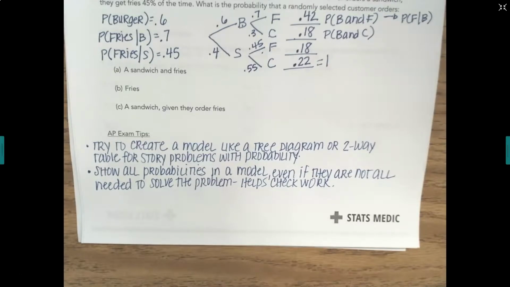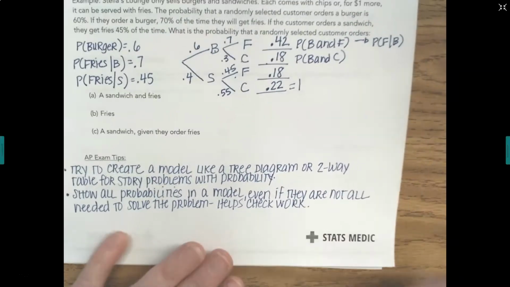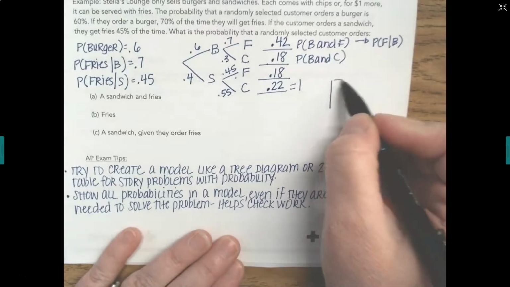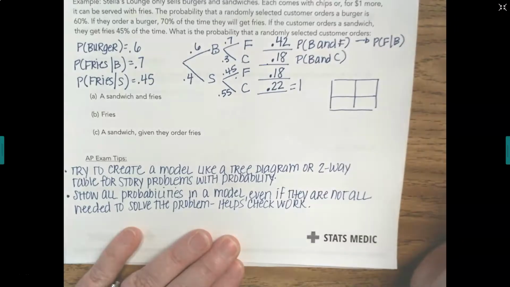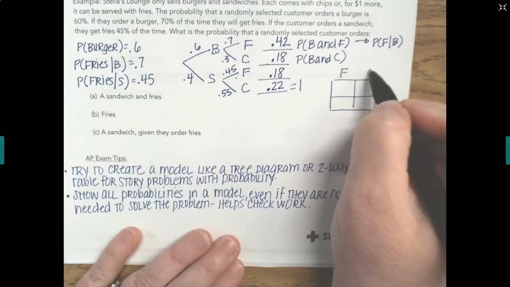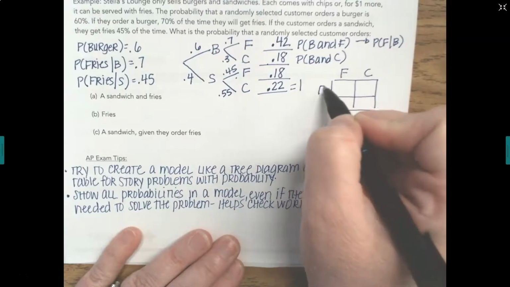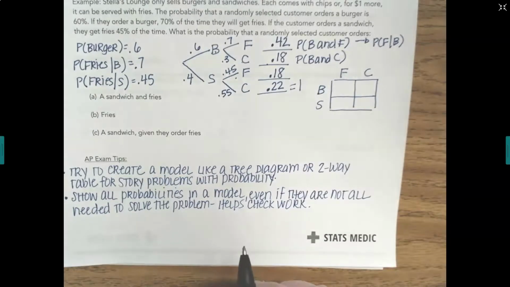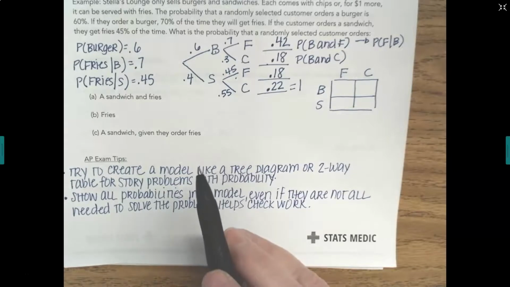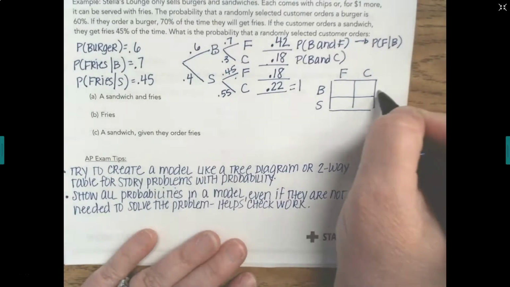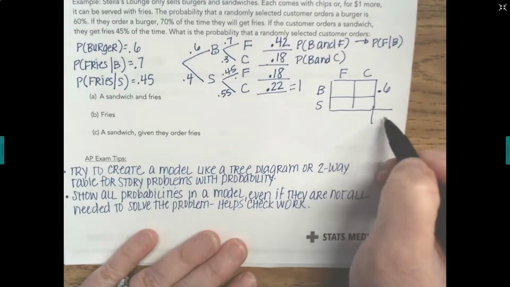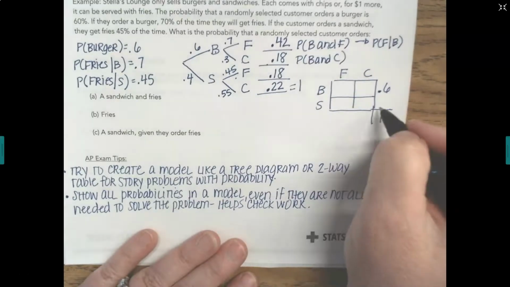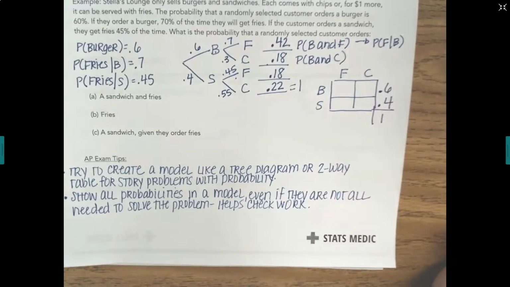So the other option we could have done is we could have made a two-way table. It just depends on how your mind works. So in our table here, we had fries and chips, and we had burgers and sandwiches. Now, based off the story problem, the probability of a burger was 0.6. So that's going to be 0.6. The total here will be 1 for 100%. That means the probability of a sandwich is 0.4.